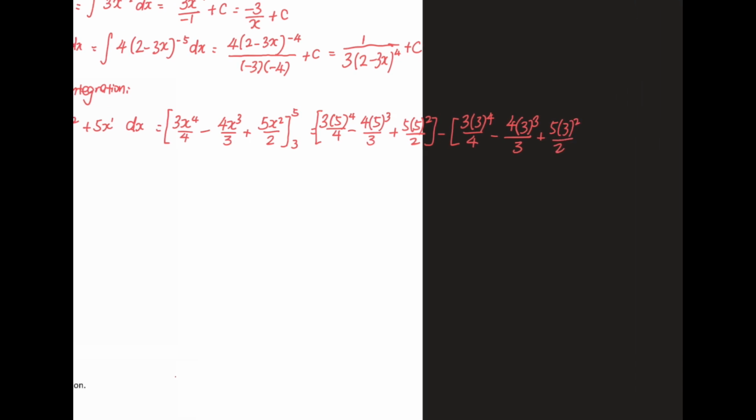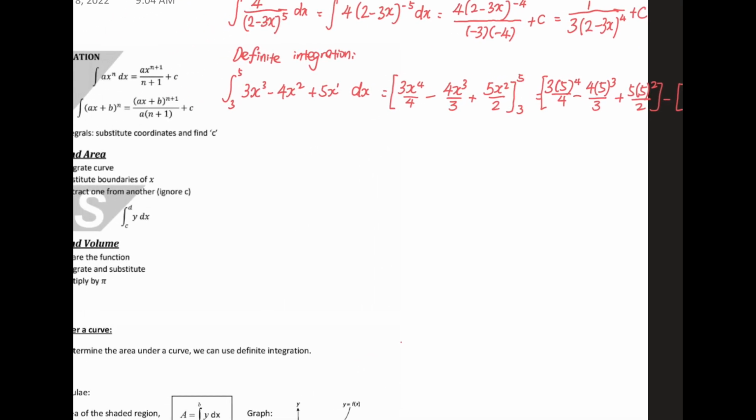So, okay, we get 3 times 3 to the power of 4 over 4, 4 times 3 to the power of 3 over 3, then 5 times 3 to the power of 2 over 2, and then we count, and we will get a number. Of course the calculation part I skip, I assume you know. So at the end you will get a number for definite integration. Okay, so for the case where you can find c, is in fact something like this.